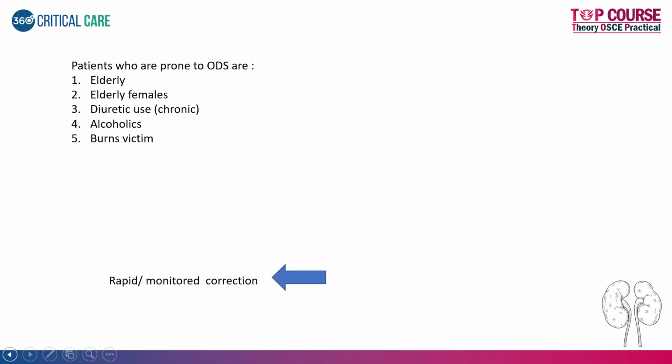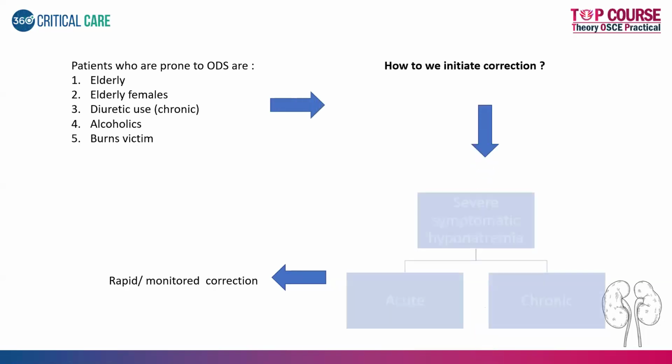So coming to the patients who are prone to ODS, they are usually elderly. Elderly females have a greater predilection to that. Patients who are on chronic diuretic use, alcoholics, burns victims. So usually these patients are the ones who are volume depleted, right? So these patients are the ones who are prone to develop osmotic demyelination syndrome.